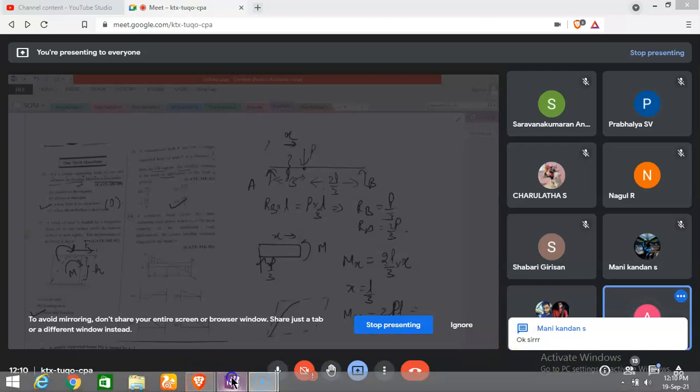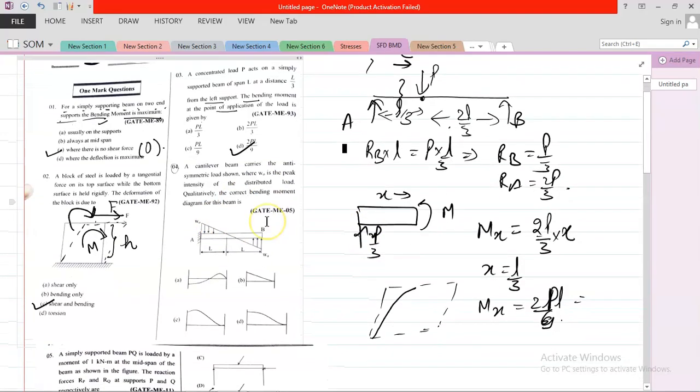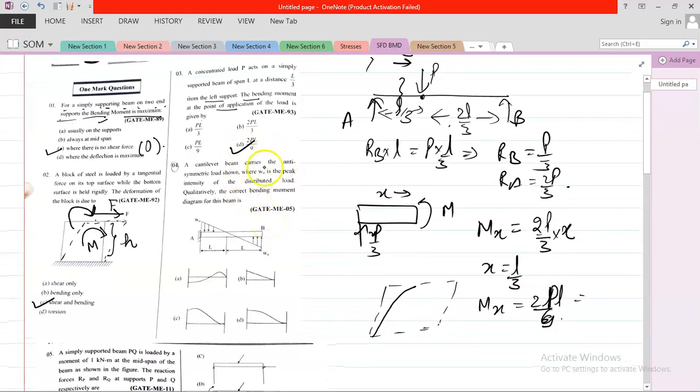Okay. So the next question is, a cantilever beam carries an antisymmetric load, where W0 is the peak load. What is the correct bending moment diagram? This is a 1 mark question. You need not solve the question. So what is the correct one?